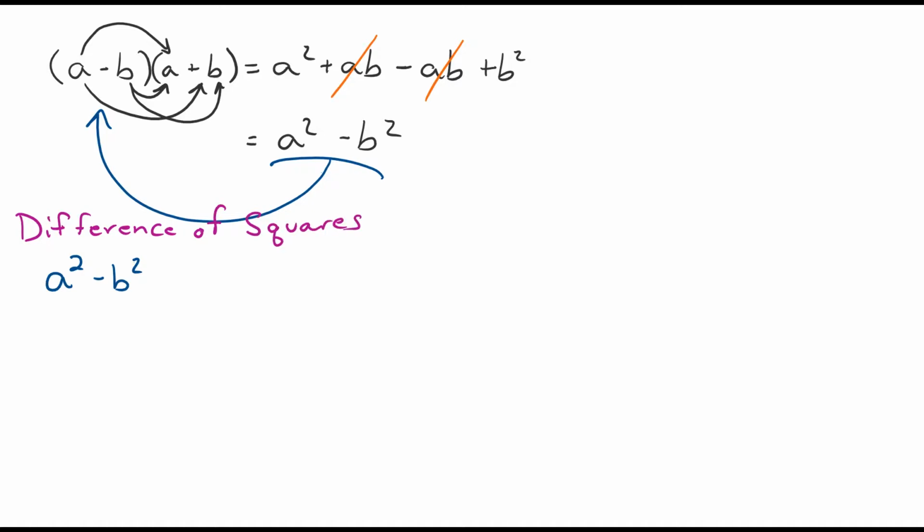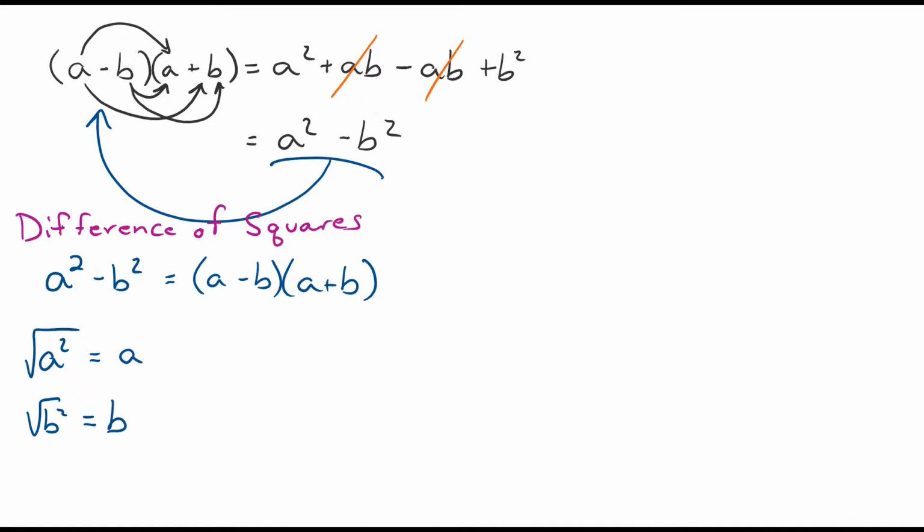And what happens if I see that I have a difference of squares, a squared minus b squared? Well, I can factor it. I can factor it really quickly to a minus b times a plus b. Where what are a and b? Well, they are just the square root of a squared, that's a, and then the square root of b squared. That's how you get those a and b's.